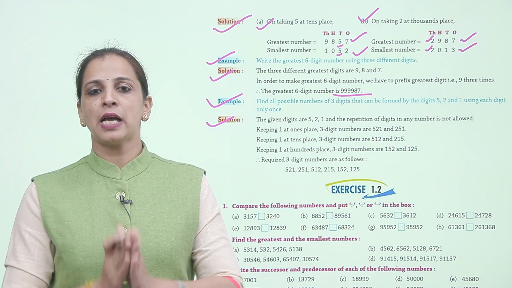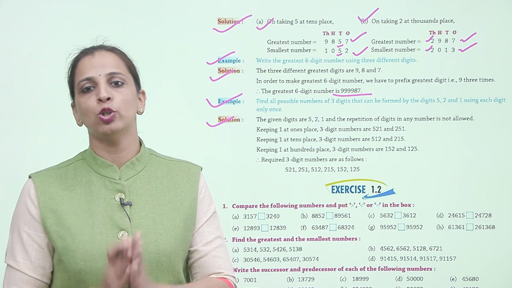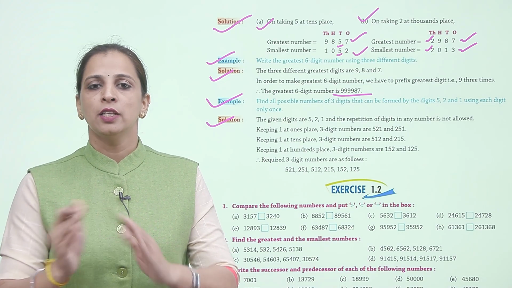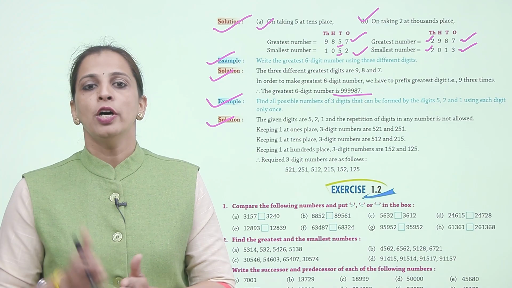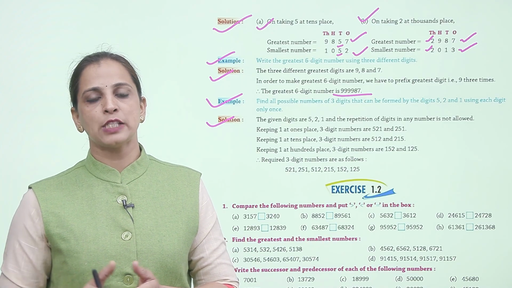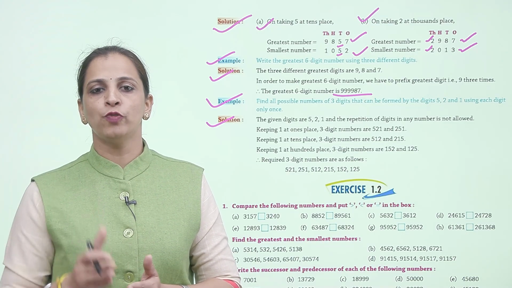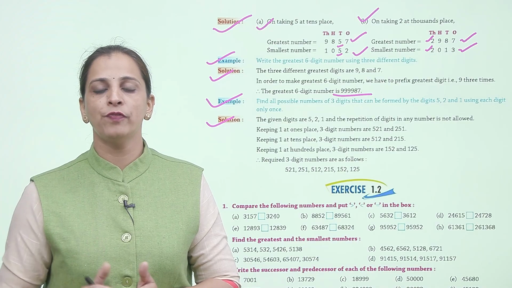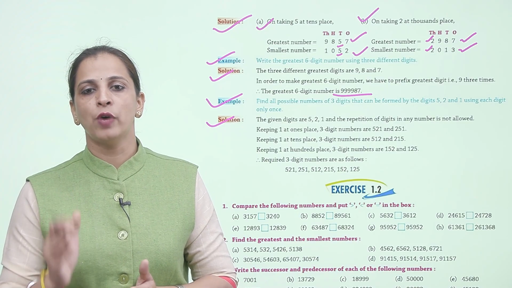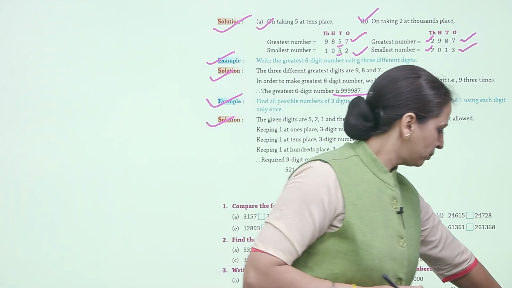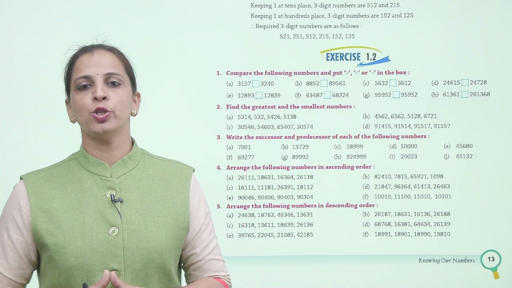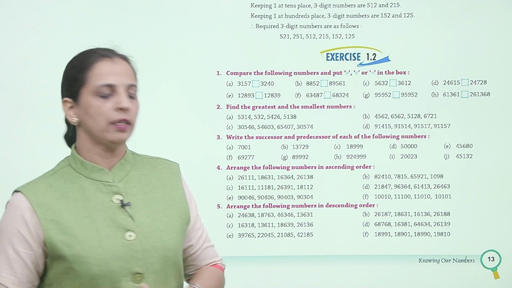मतलब एक नंबर का एक डिजिट का प्लेस आप फिक्स करो, बाकी दोनों जो नंबर्स है उनकी जो प्लेसेस है वो चेंज कर दो. तो required 3 digit numbers are as follows: 521, 251, 512, 215, 152, 125. तो बच्चों सेम मेथड को यूज करते हुए एक्सरसाइज आप खुद ट्राई करेंगे.